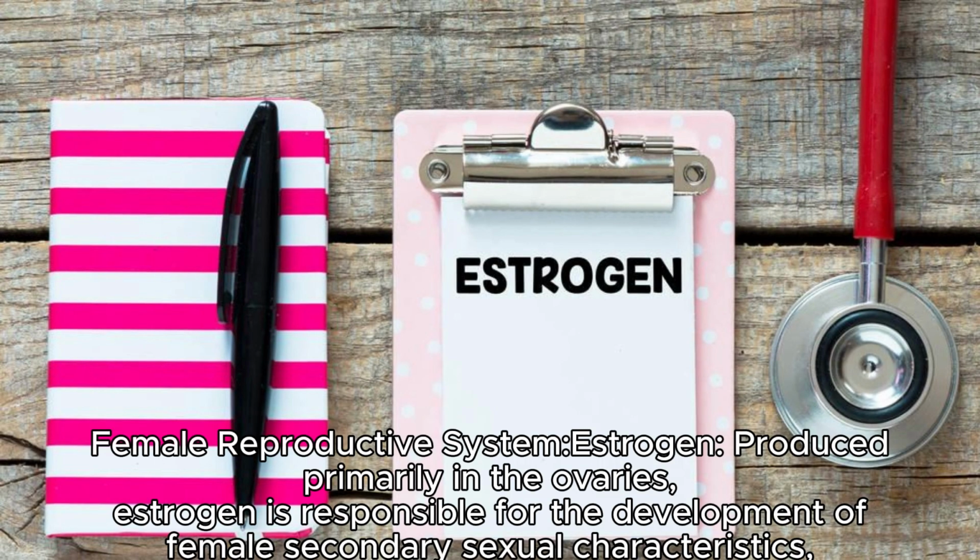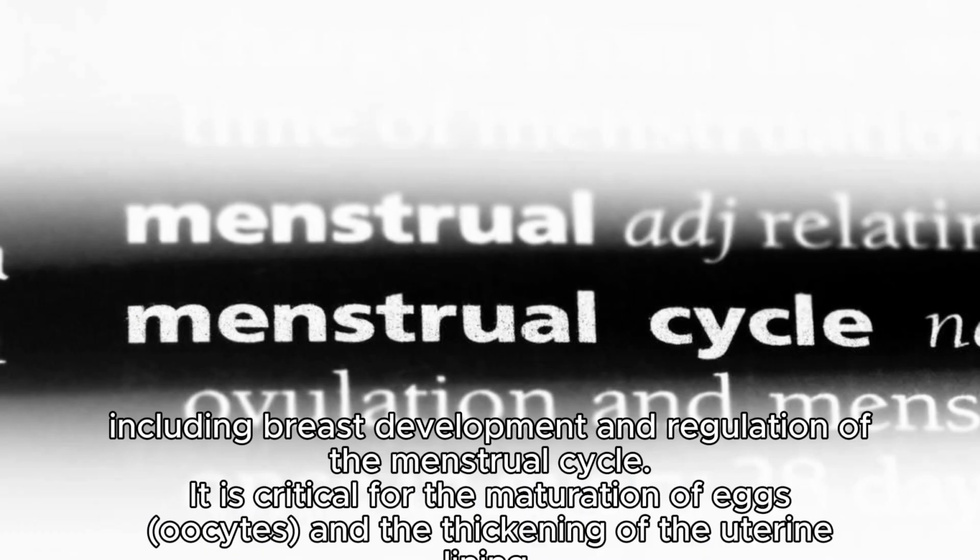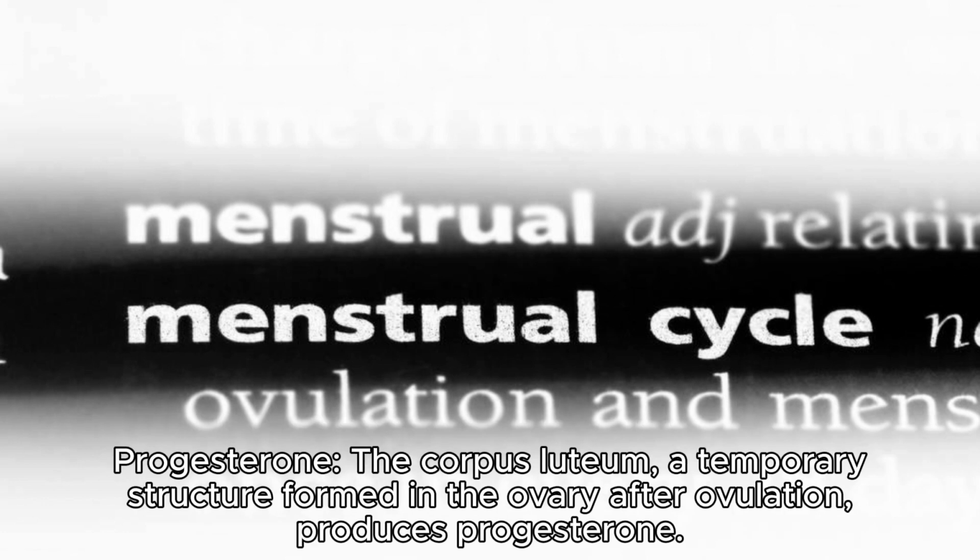Female reproductive system. Estrogen, produced primarily in the ovaries. Estrogen is responsible for the development of female secondary sexual characteristics, including breast development and regulation of the menstrual cycle. It is critical for the maturation of eggs, oocytes, and the thickening of the uterine lining. Progesterone: the corpus luteum, a temporary structure formed in the ovary after ovulation, produces progesterone.